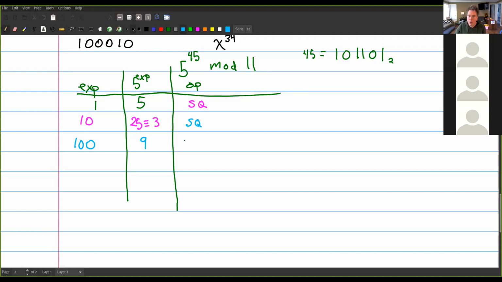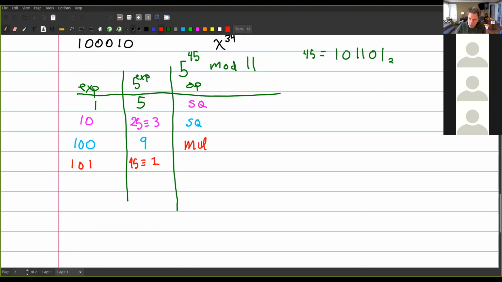Okay, so now do you multiply? Exactly. So now is a stage where we multiply. So I multiply in 5. 5 times 9 is 45, but 45 mod 11 is 1. And so that gives me 1, 0, 1.